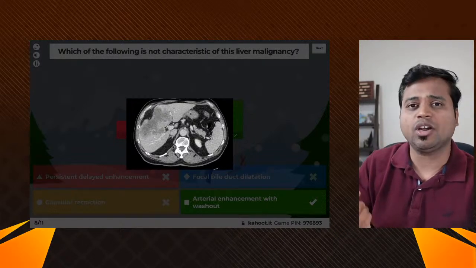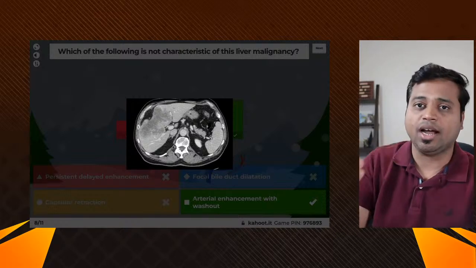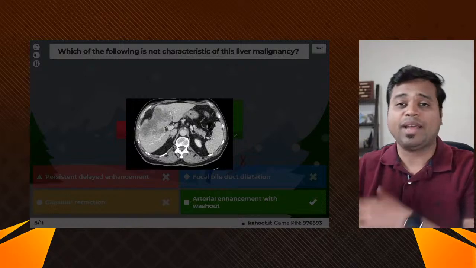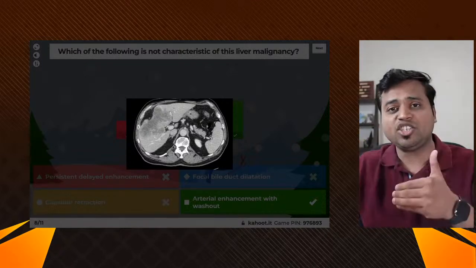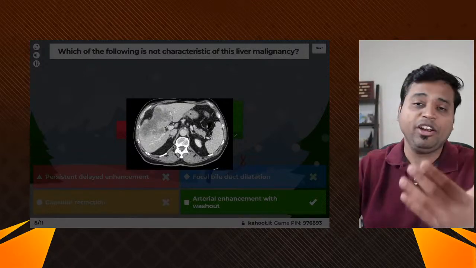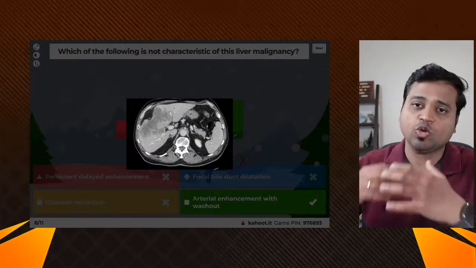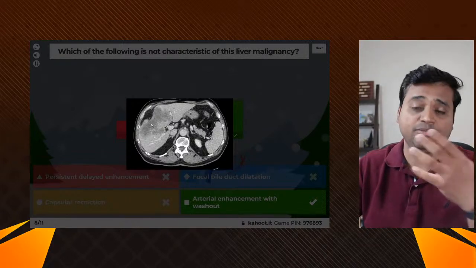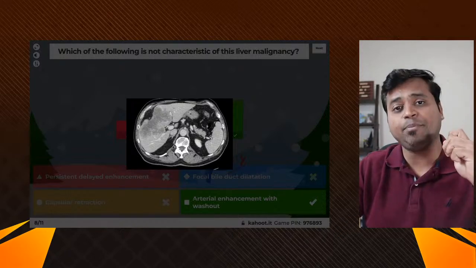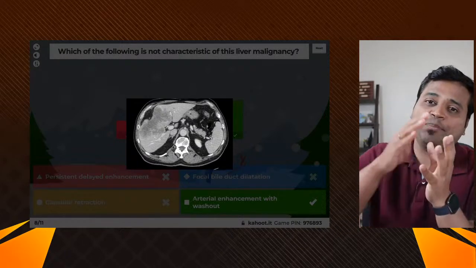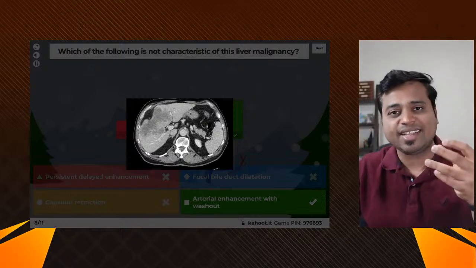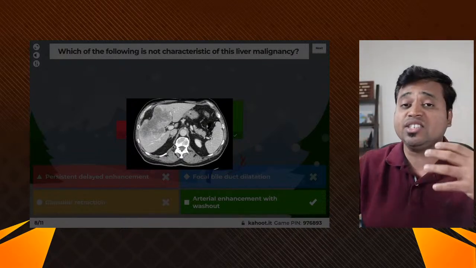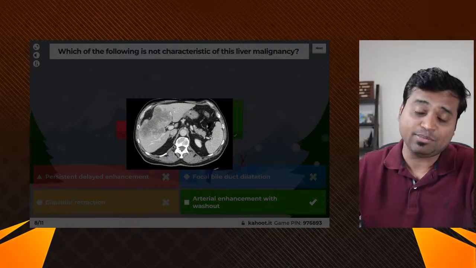So mass-forming cholangiocarcinomas, the typical imaging features are capsular retraction because of the fibrosis, and focal bile duct dilatation. As the name suggests, cholangio is a prefix used for anything related to bile ducts. So cholangiocarcinoma will affect the bile ducts, and you'll see focal dilatation of bile ducts because of obstruction. And because of the fibrosis, it shows persistent delayed enhancement. What happens is that the intravenous contrast gets collected in these fibrous spaces, and that's why these tumors tend to show persistent delayed enhancement.